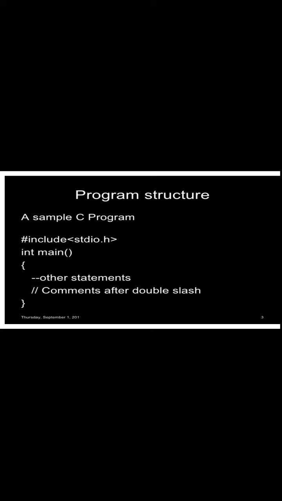Then program structure. A sample C program has #include <stdio.h>. It indicates the standard input and output header file, with the angle bracket tags. And then int main, which represents the main function. The type is integer. The code begins with an open curly brace and ends with a closed curly brace. Among the executable statements, each ends with a semicolon.